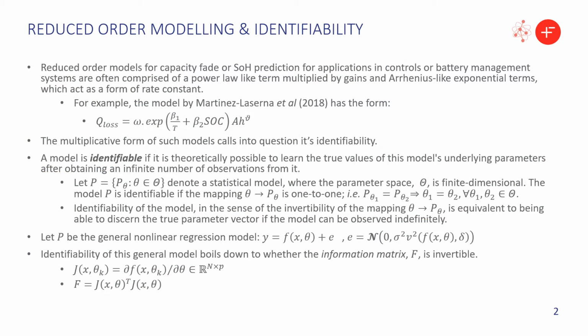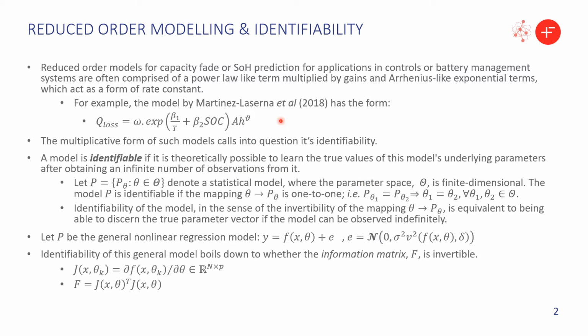Reduced order models for capacity fade or state of health prediction, for applications in controls of battery management systems, are often comprised of a power-like term multiplied by gains and an Arrhenius-like exponential term, which acts as a form of rate constant. For example, the model by Martinez-Lozano et al. in 2018 has the form shown.